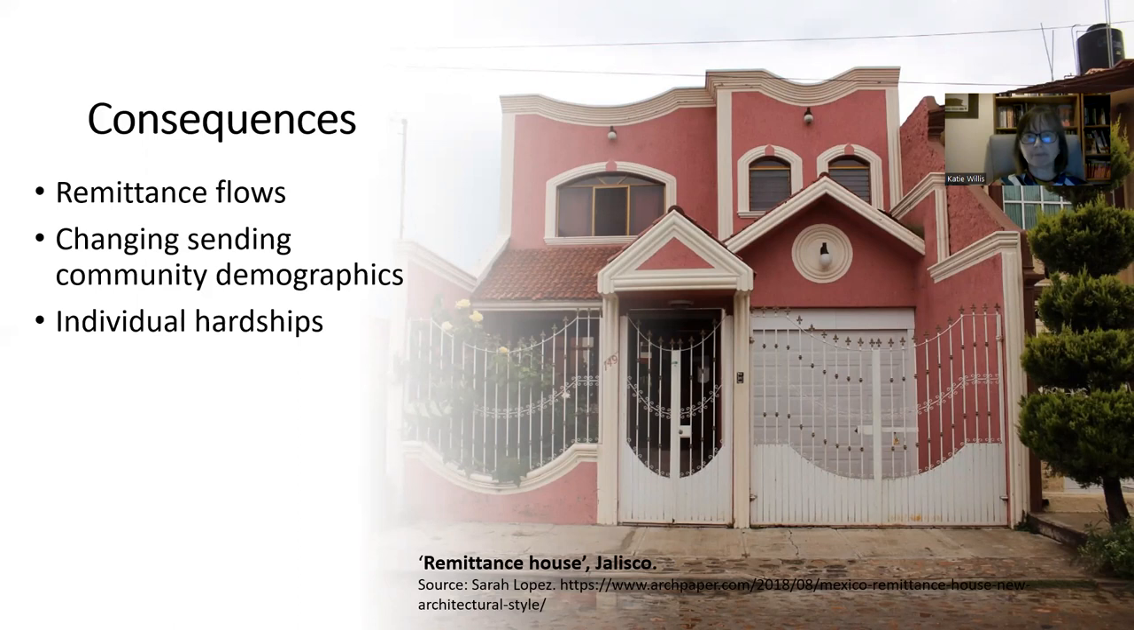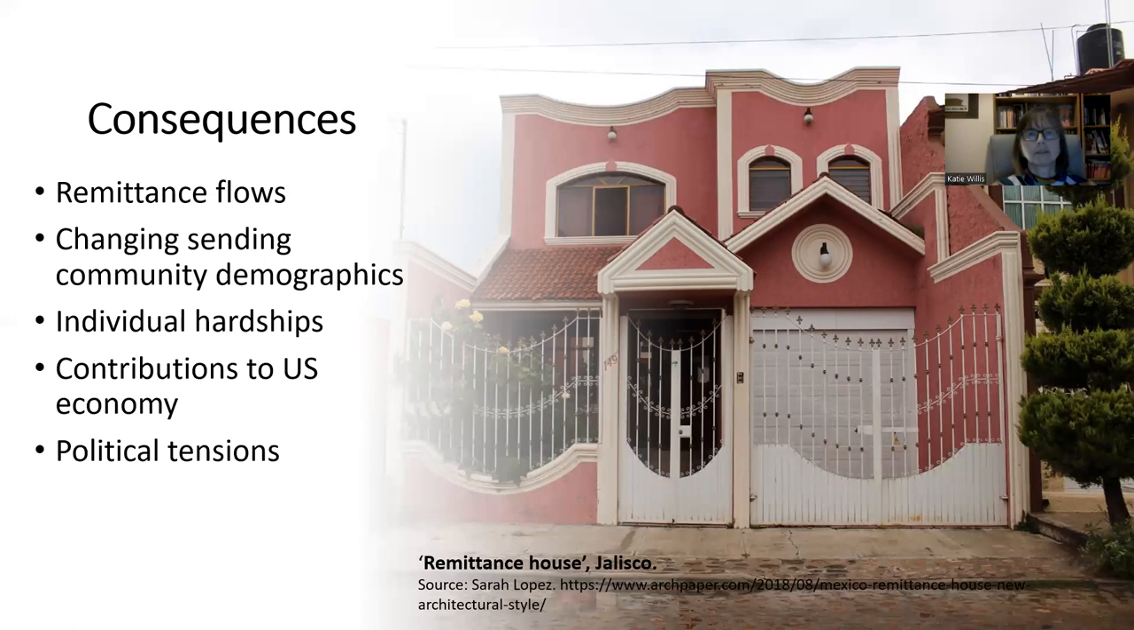At a macro level, there are the contributions to the US economy. The visas and permits that are given for agricultural workers to go into the US are incredibly important for particular parts of the US. The economy would collapse without its migrant labour. But it comes with political tensions within communities in the US, but also clearly political tensions between national governments.